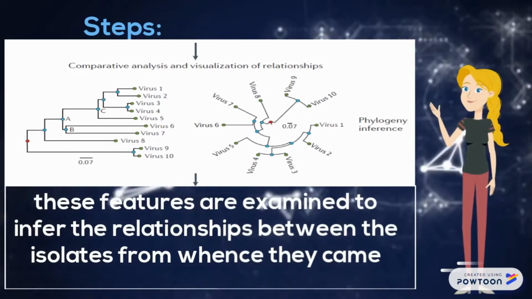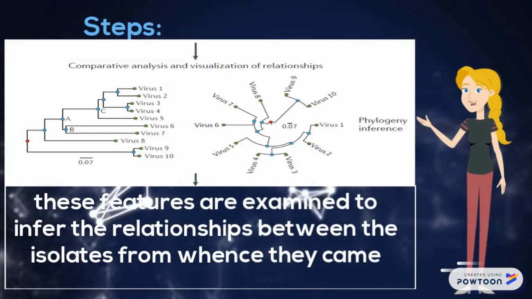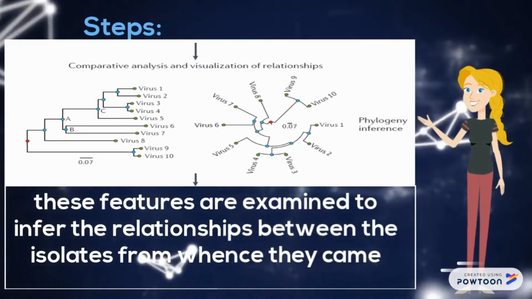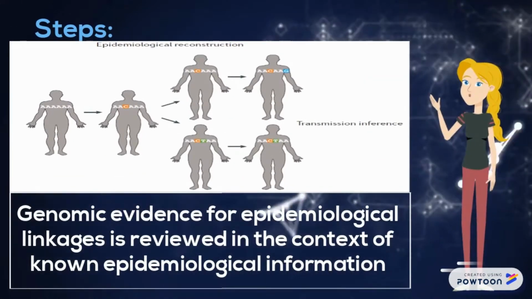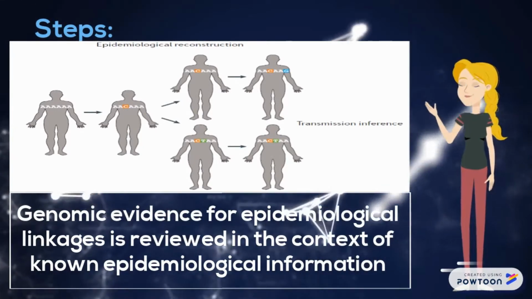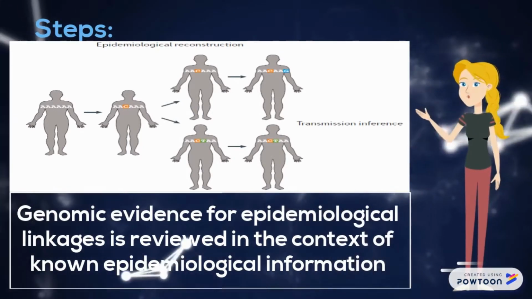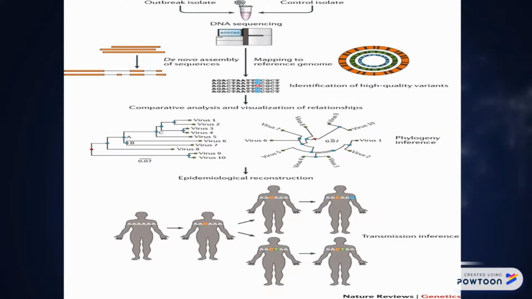The second step is that these features are examined to infer the relationships between the isolates from which they came. The last step is that genomic evidence for epidemiological linkages is reviewed in the context of known epidemiological information. This is the overall process.